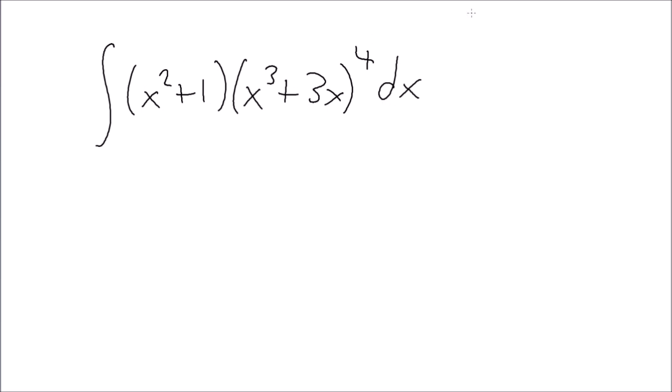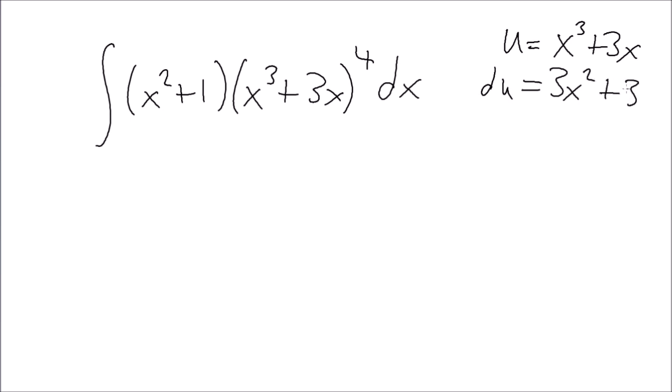If you want to check, you can. Let u equal x cubed plus 3x. Then deriving this, we get 3x squared plus 3. Is my du out here? X squared plus 1. What is this? It is out here. So we just have to divide by 1/3.